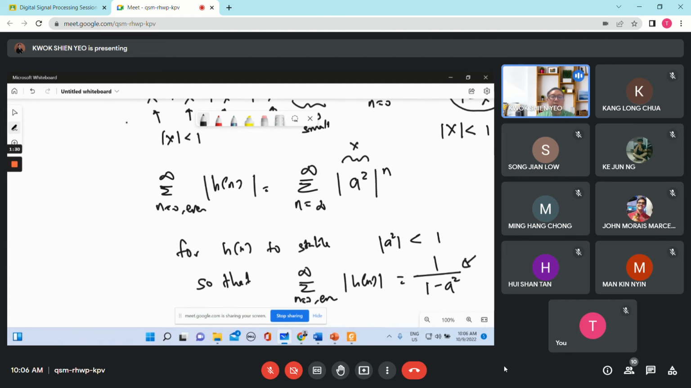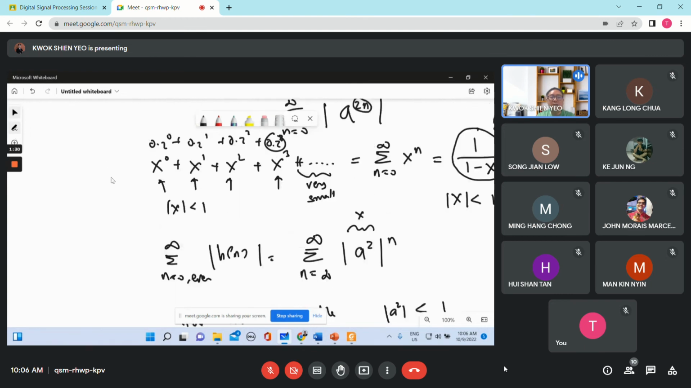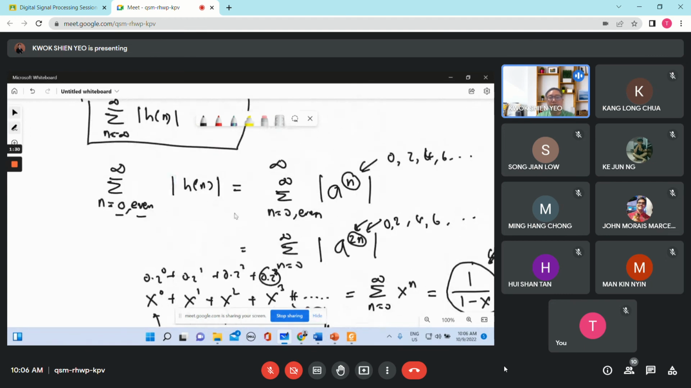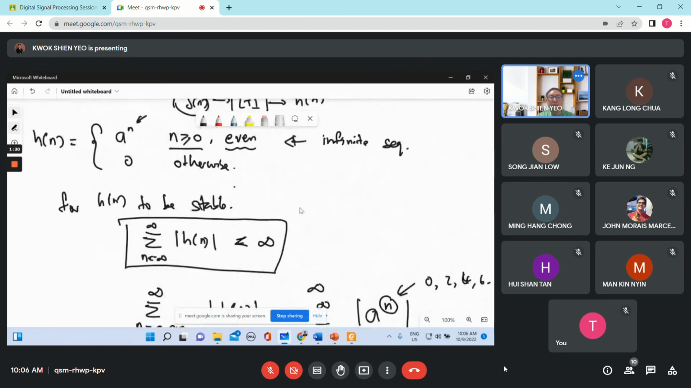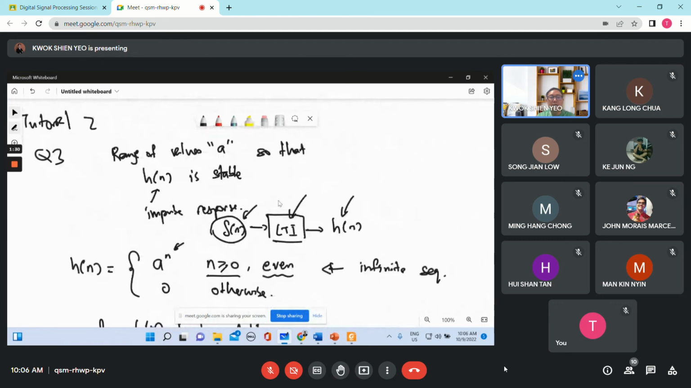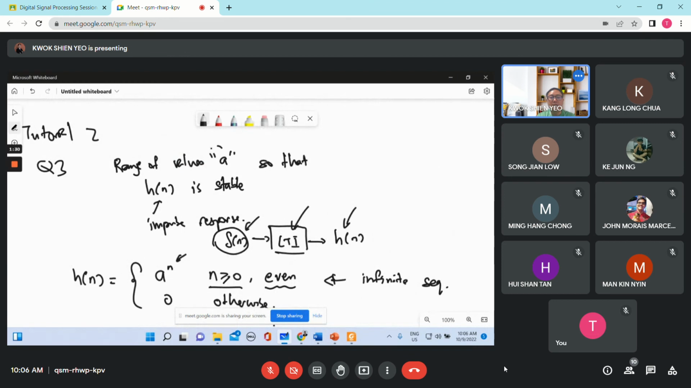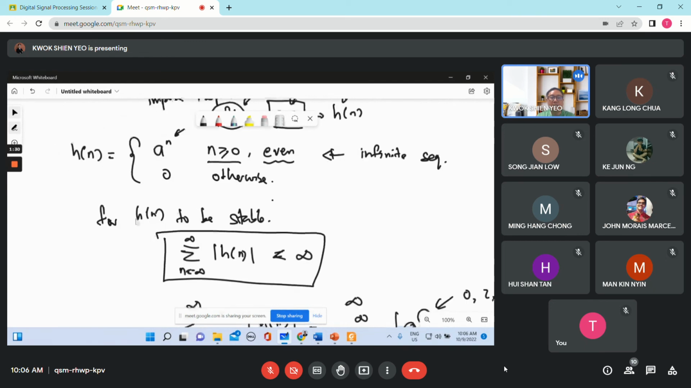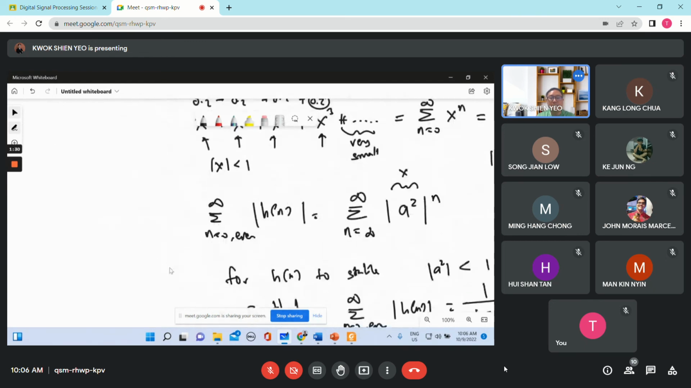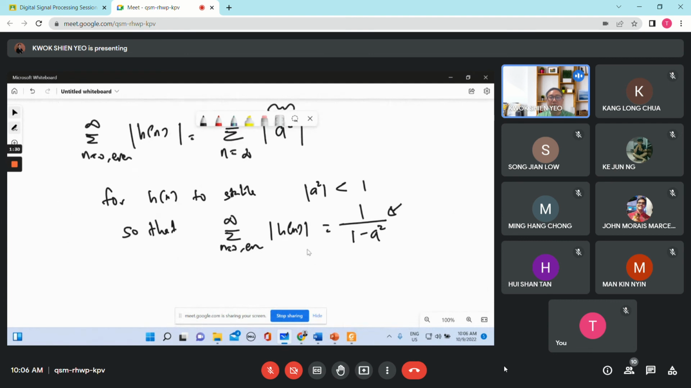And the question actually asks, what is the range? What is the range of values of a? They want the range. So the range given here is that a to the power of 2 must be smaller than 1. So this is the range of the value of a. So you might ask, do we need to square root both sides?